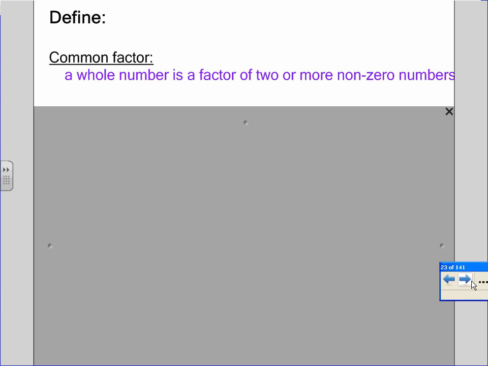Awesome. So what would it be? It is 12. Good. So GCF means greatest common factor. It's the largest number and or variable that goes into both numbers. There are two ways to do this.